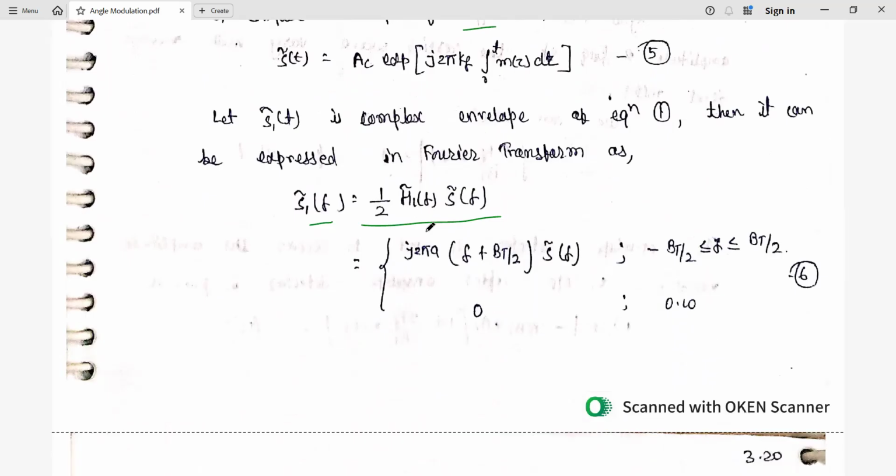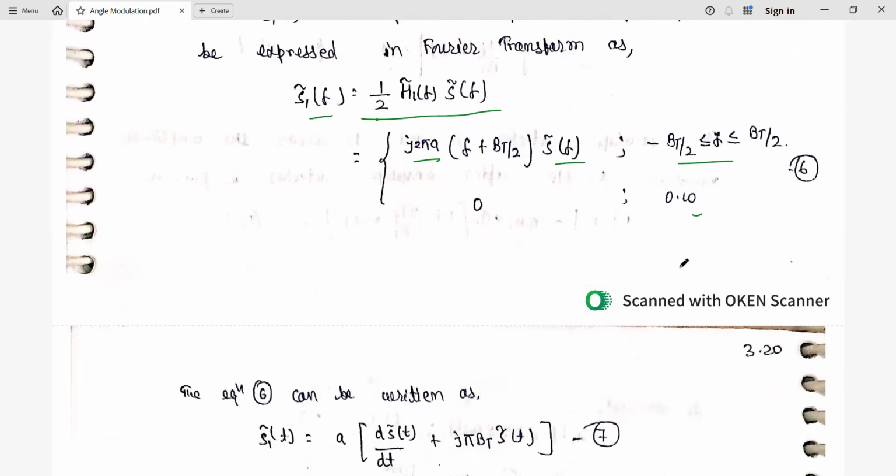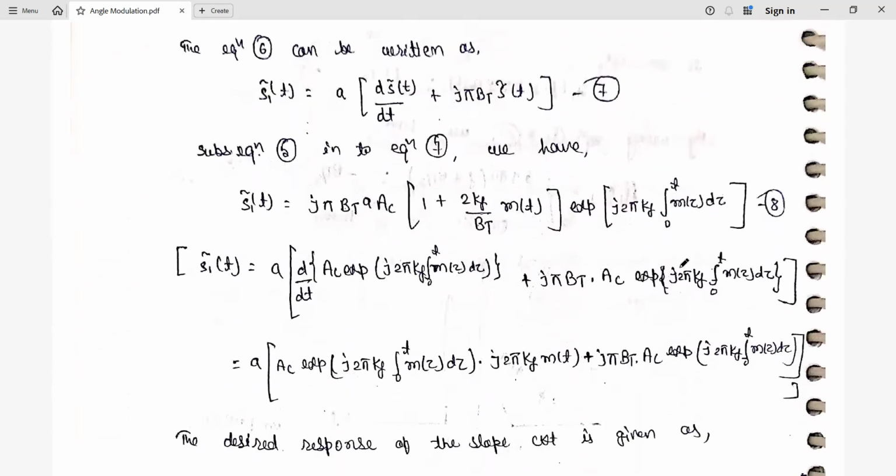Now we substitute the value of H1 of f that we already have, that is j 4 pi a. This 2 is there, so it is going to get cancelled. f plus BT by 2, and here we have taken s of f bar as it is. In this range it is defined, otherwise it is going to be 0. This is now our equation number 6.